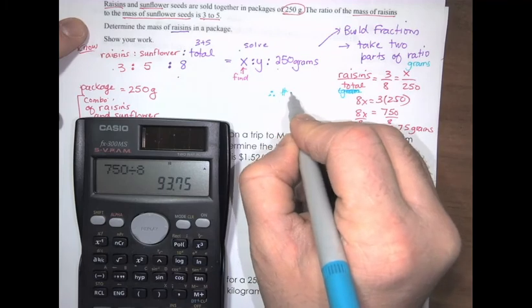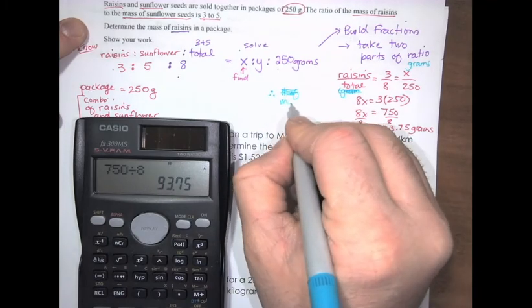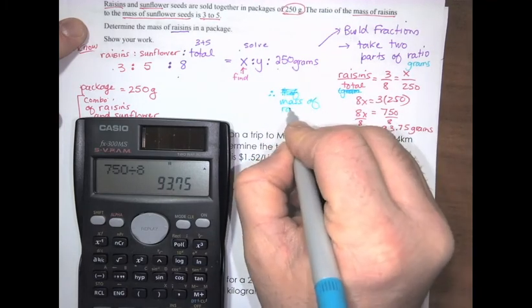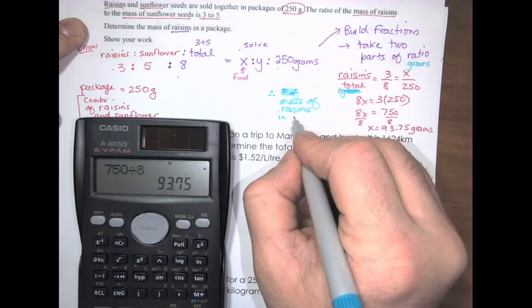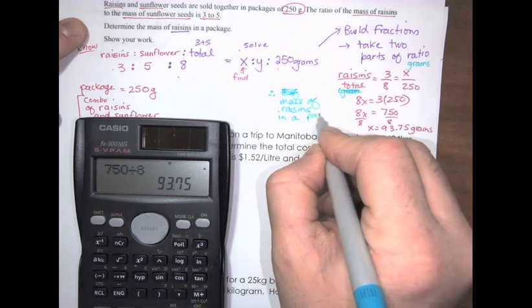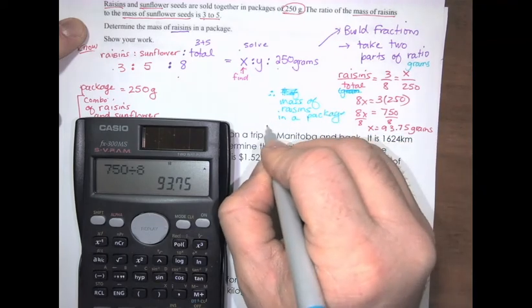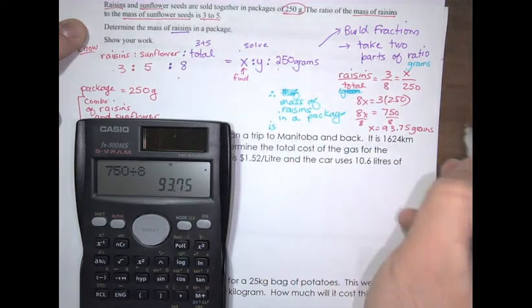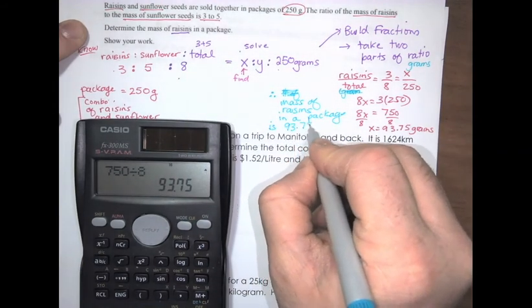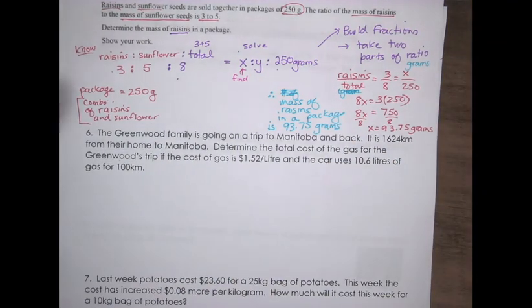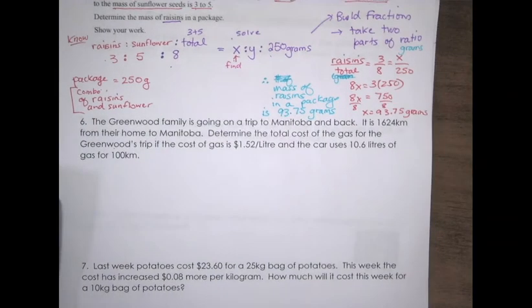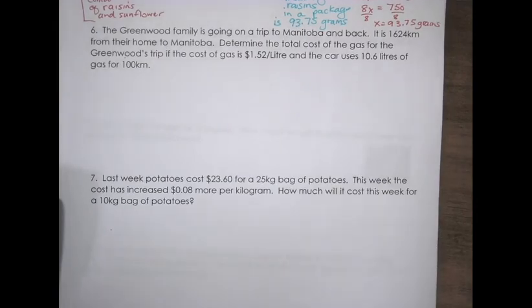Therefore, the mass of raisins in a package would be 93.75 grams. All right. So I can put that together to get that answer. All right. So we're going to pick it up a little bit.